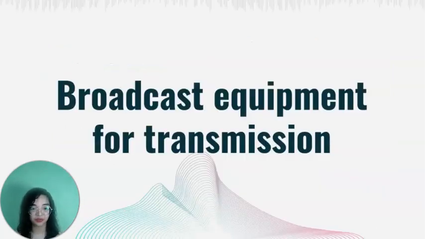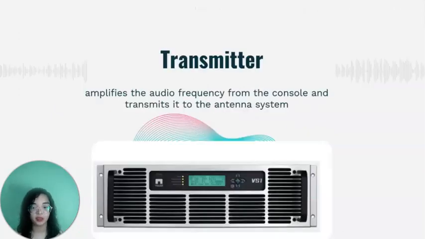Now let's go to the broadcast equipment for transmission. So what are these equipment that we can use to transmit the sound produced? So first we have here the transmitter. A transmitter amplifies the audio frequency from the console and transmits it to the antenna system. So it turns electrical signals into radio waves.